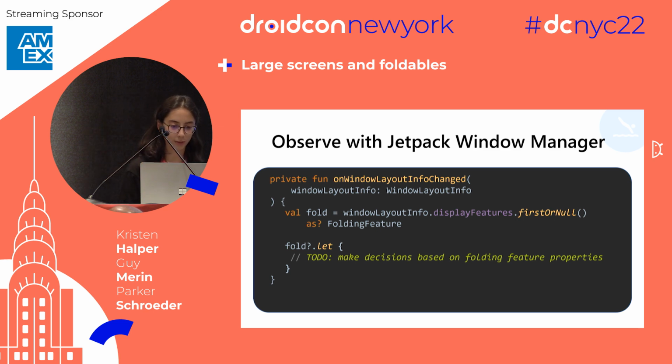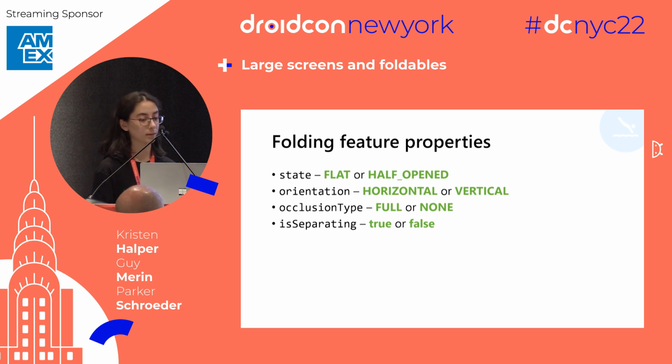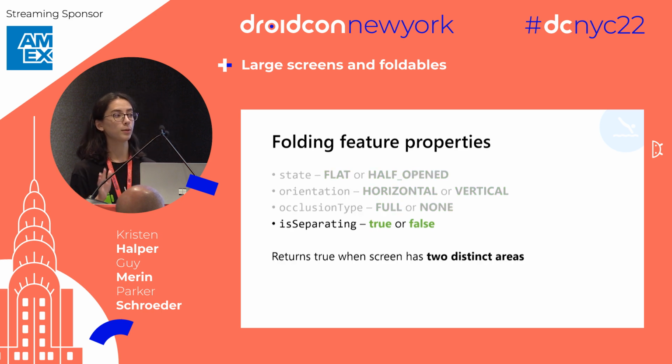But what properties do folding features have? Well, there are quite a few. You can have state, which describes how folded a device is, so it can be either flat or half opened. You can have orientation, pretty self-explanatory, whether it runs either vertically or horizontally. Occlusion type tells you whether a folding feature hides content or if it doesn't. And then we have this final property called is separating, which is what I would really like to focus on today. This will return true when a screen can be thought of as having 2 distinct areas.